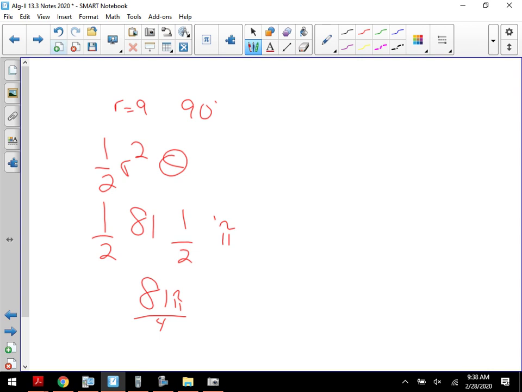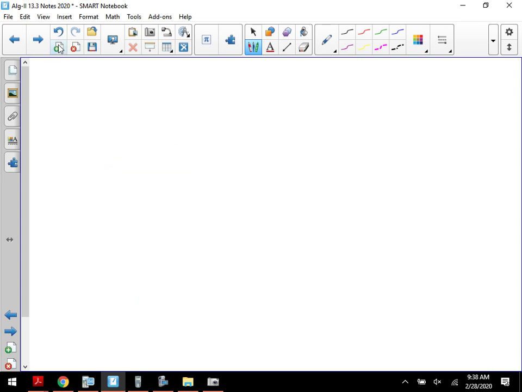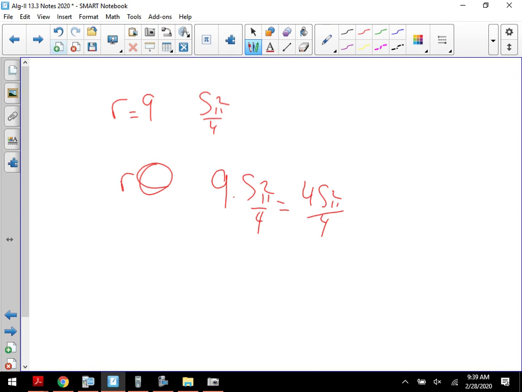Read it. The length of the arc, the angle is 5 pi over 4, and the radius is 9. So arc length is radius times theta, if theta's in radians. Is that angle in radians? Yes. So it's 9 times 5 pi over 4, which is 45 pi over 4.